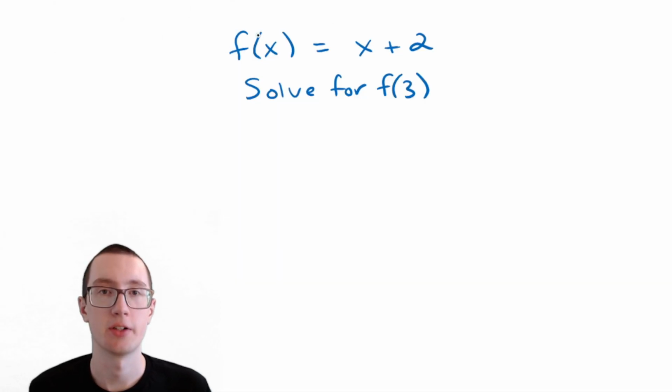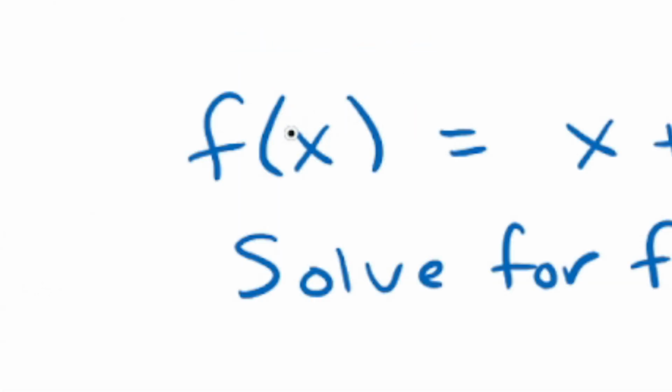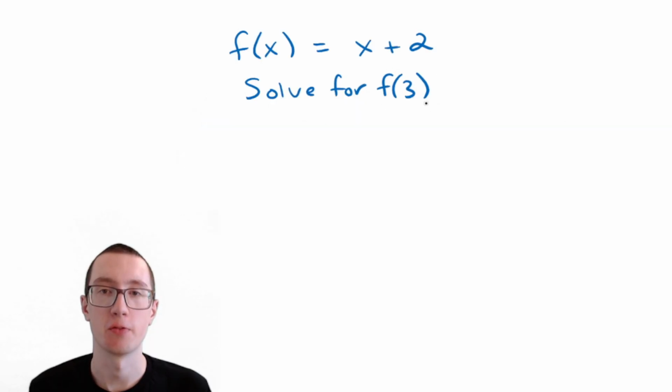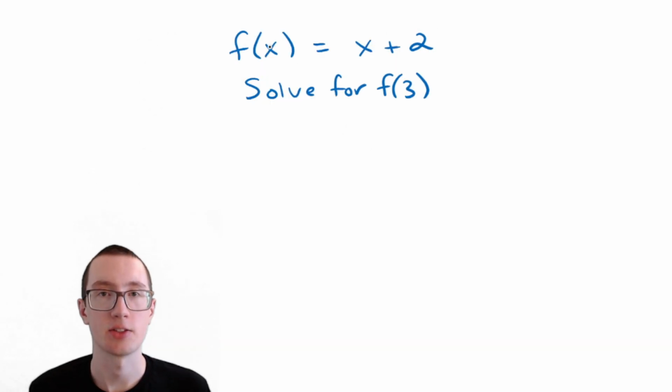Here's how to solve for f of x, or g of x, or h of x, or whatever letter you have. So here's our first example. We have here f of x, that's how you say it, with the x in parentheses, f of x, and we need to solve for f of 3. Well, what does that mean? Well, basically, x, remember, for a function is what you put in, and y, or in this case, f of x, is what you get out.